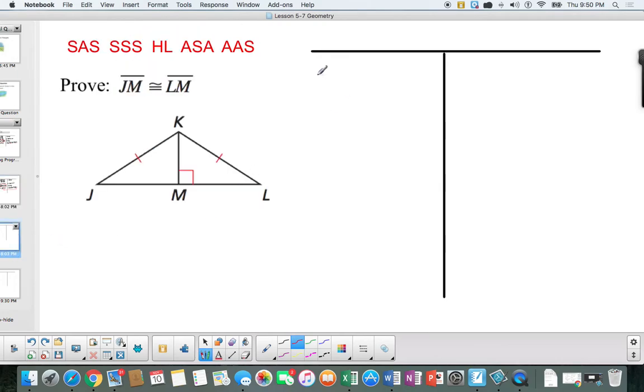All right, let's go ahead and try another problem. Now, I see a pair of sides here, and I see a reflexive right here.